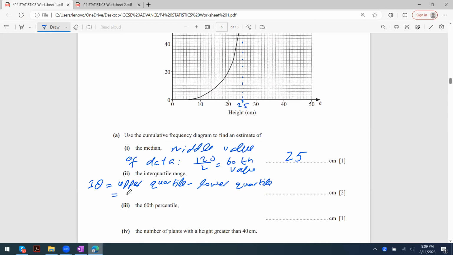Now, what is the upper quartile? The median was the 50% value. Upper quartile is basically the 75% value of the data, and lower quartile is the 25% value. So the lower quartile is the 1/4 value, and the upper quartile is the 3/4 value. We need to find these two values first.